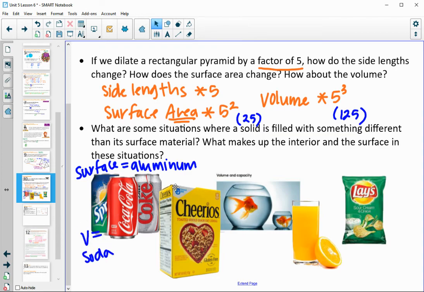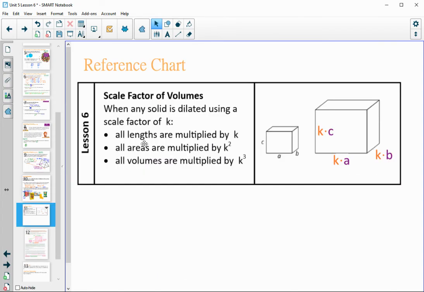The Cheerios box, the cardboard is the surface. The Cheerios are the volume. Your surface on a glass or a bowl is the glass, and then the liquid that fills it. The bag for chips is your surface, so that foil, and then the chips are the volume. You can put this on your reference chart.